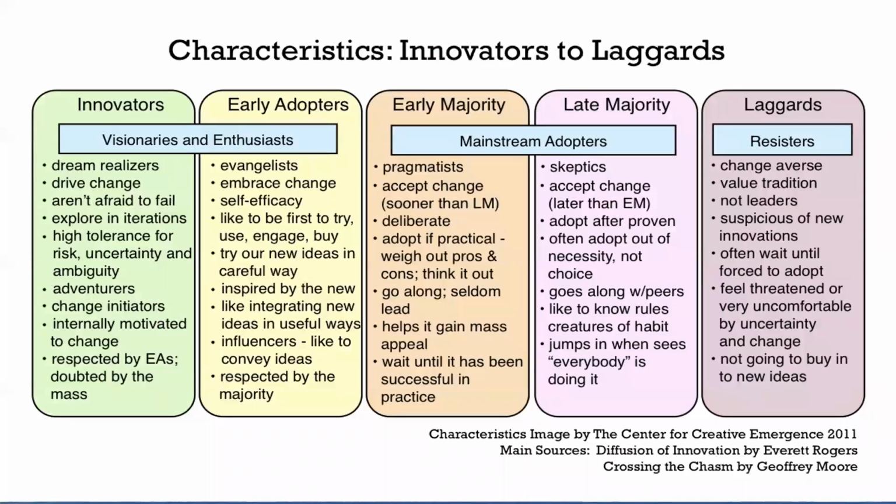So now, to summarize all the characteristics of adopter categories from innovators to laggards. Innovators and early adopters both are visionaries and very enthusiastic. Coming to the first one, the innovators, they are the dream realizers. They want to follow their dreams.